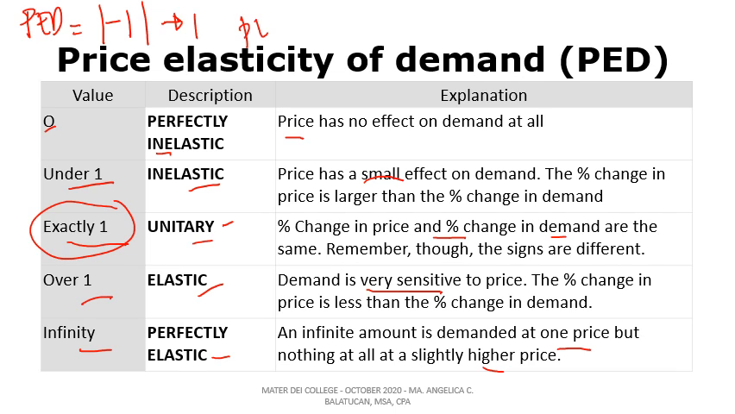What if the price elasticity of demand is -0.41? So we will look at the absolute amount again. So we will be looking at the 0.41. So 0.41 is under 1 or less than 1. So meaning this is inelastic.